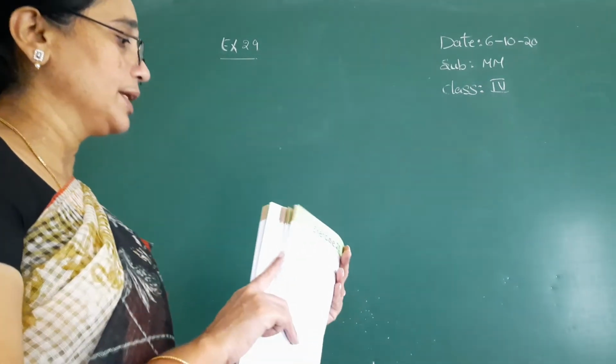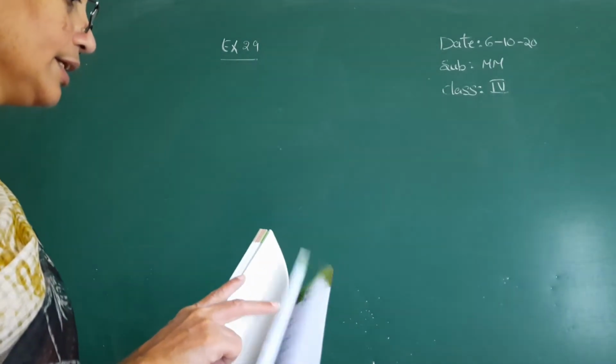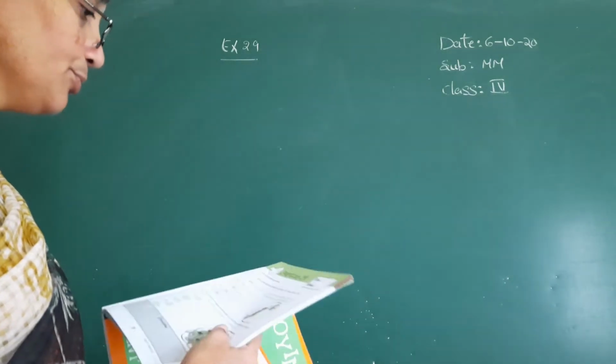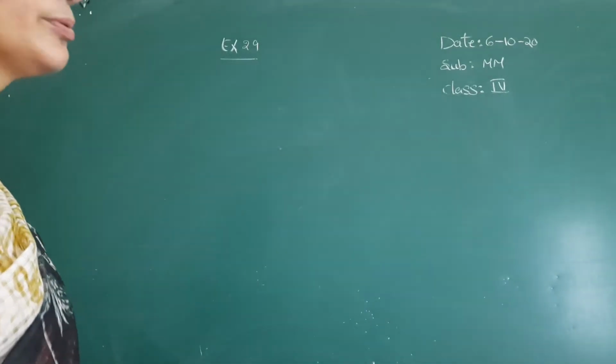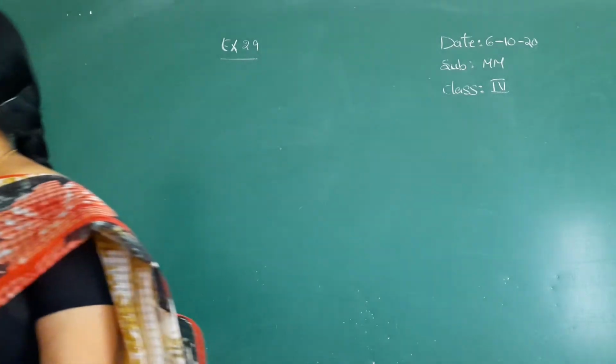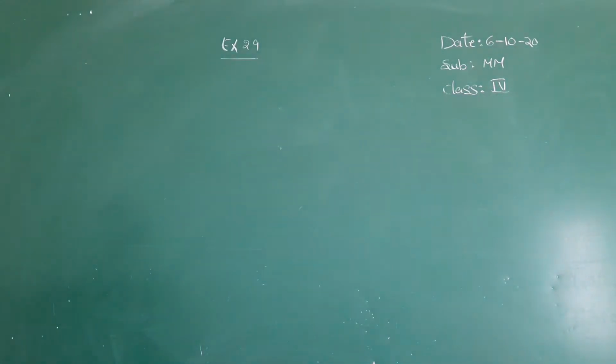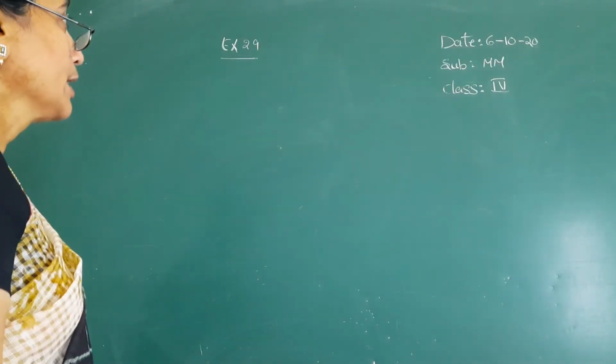Today I am going to explain exercise 29. You are very new to the divisibility rules of the digits. In the coming exercises, they occur repeatedly.